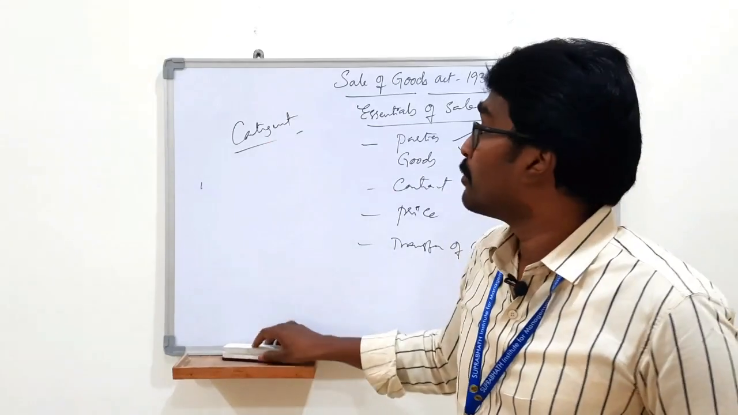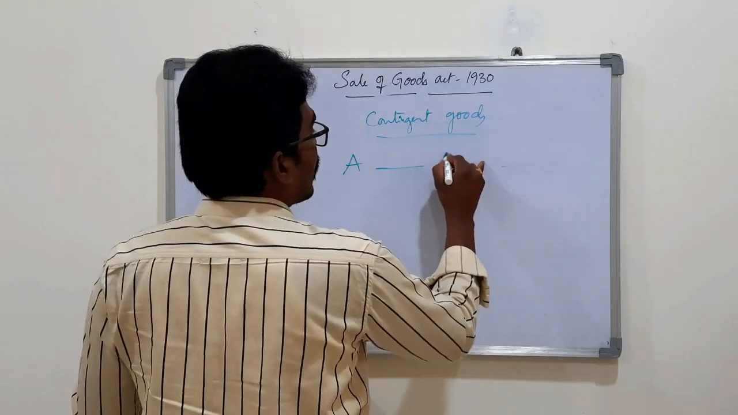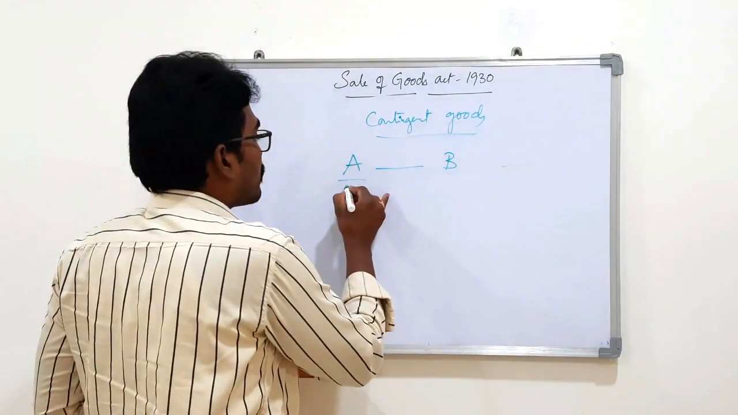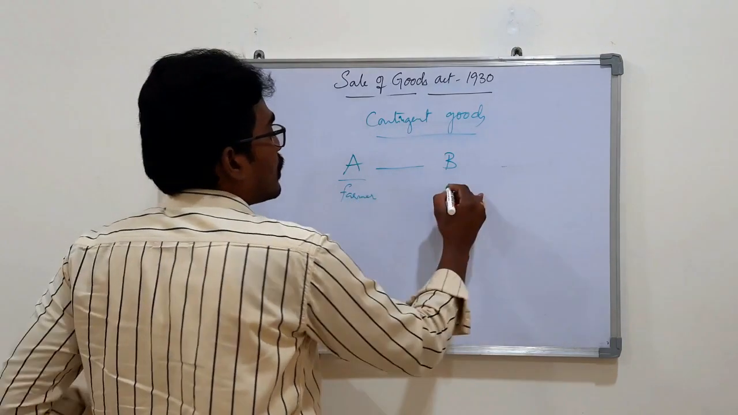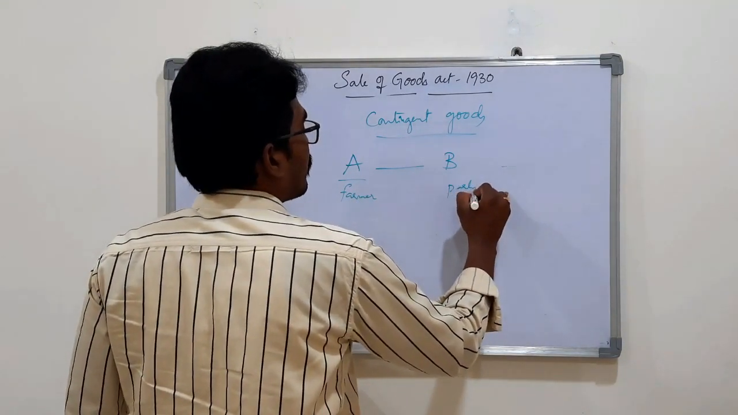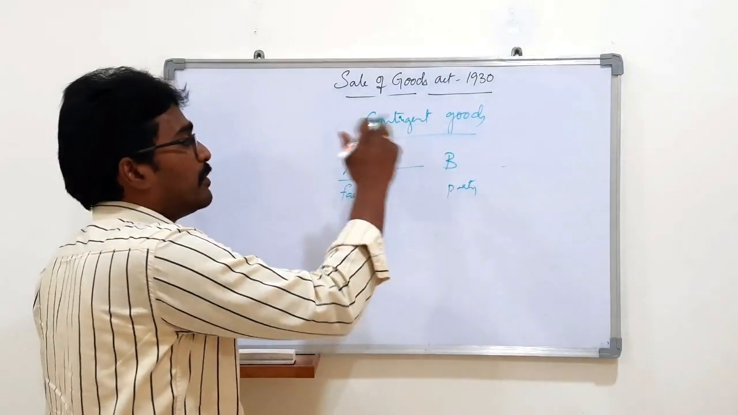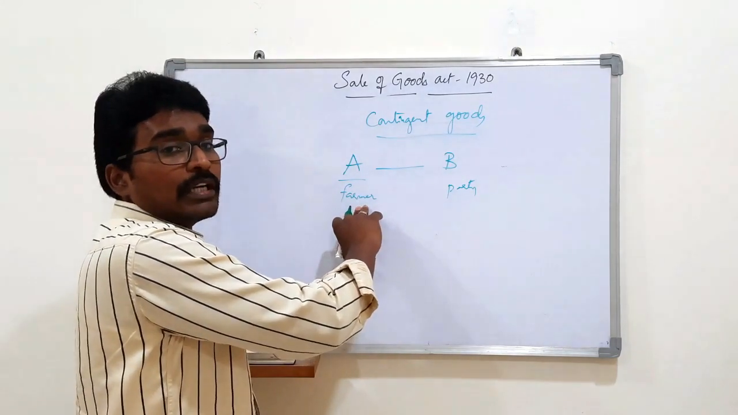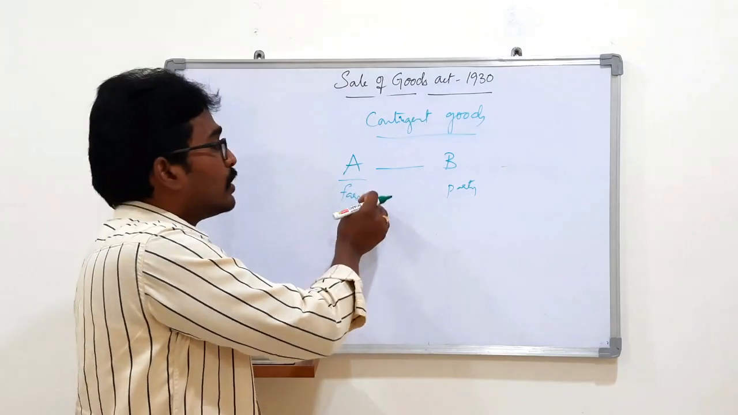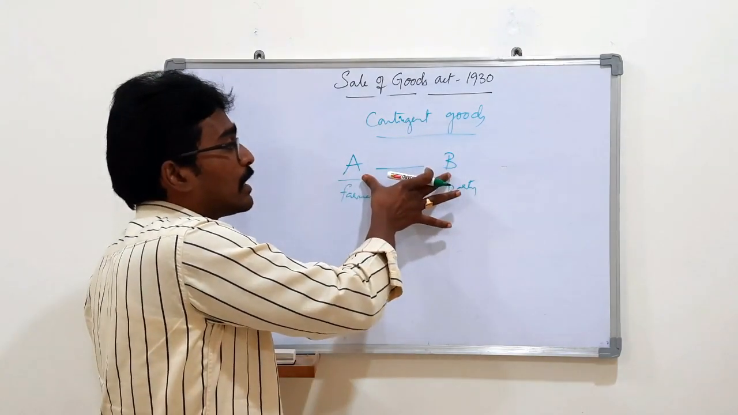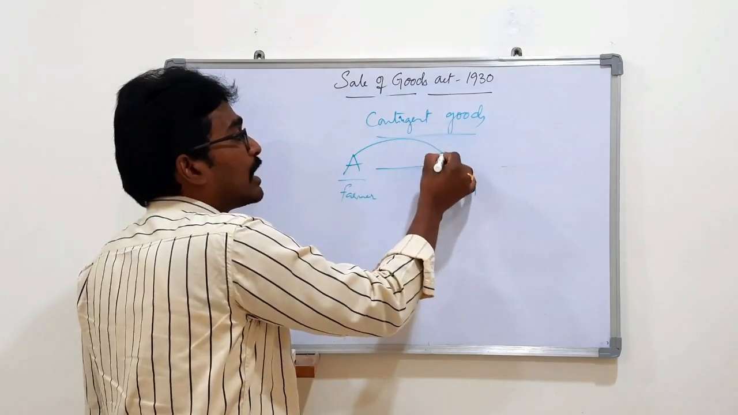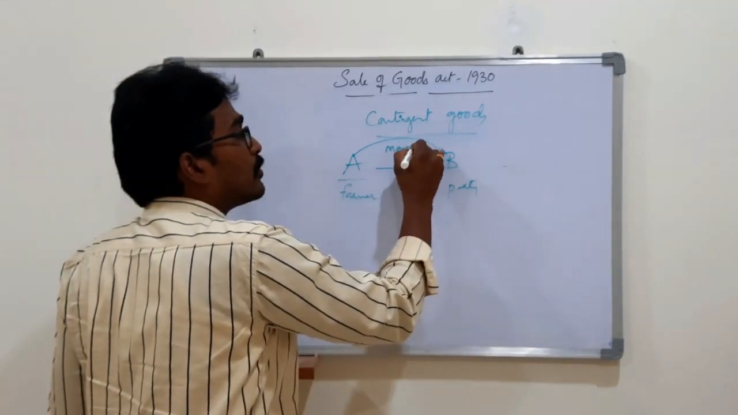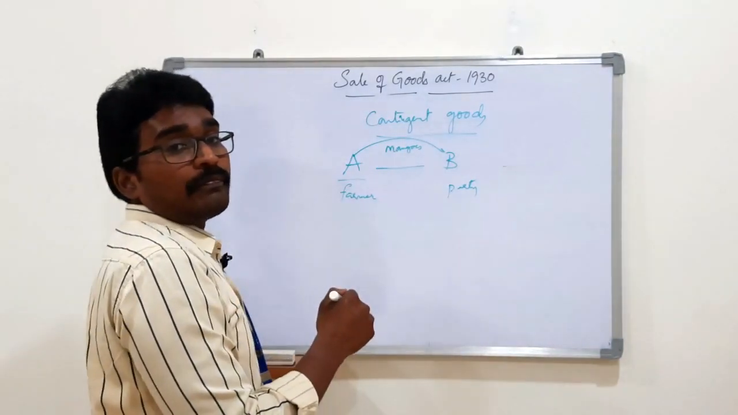We can explain these goods with an example. Like A and B are having a contract or an agreement between them. A is a farmer. B is a party. So A is making a contract with B. A is a farmer of mangoes, so he cultivates mangoes. This farmer has an agreement or a contract with B saying that he will transfer the goods, or he will sell his goods, mangoes, to B.